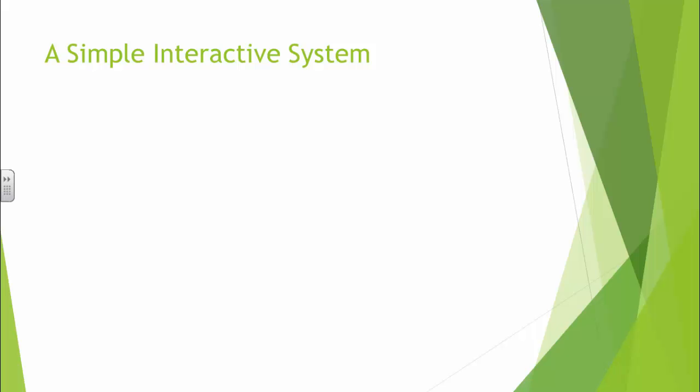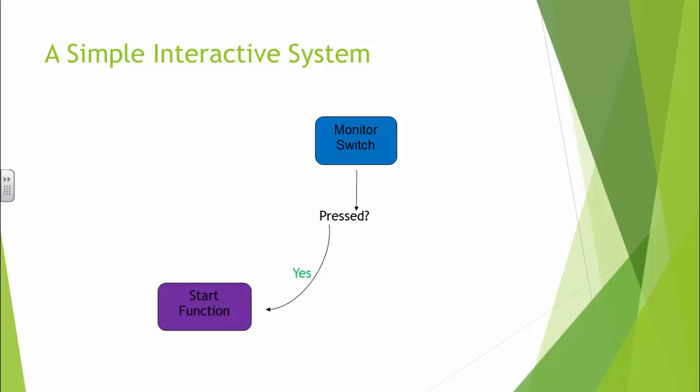So an interactive system, those loops that we talked about, we can simply do things like monitor a switch, checking to see if it's pressed. If it's not, we return to our monitoring stage. And we can sit and reiterate that monitor process over and over again until our situation changes. So when, in this case, our switch is pressed, we can then start a given function, do something that responds to that press of the switch.